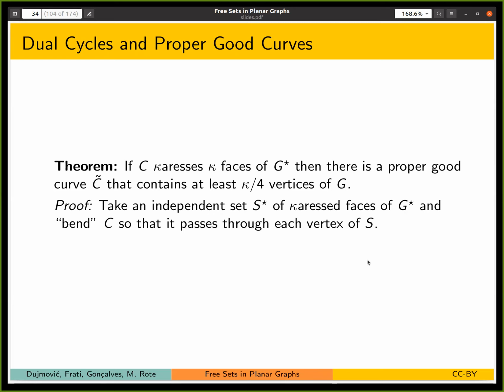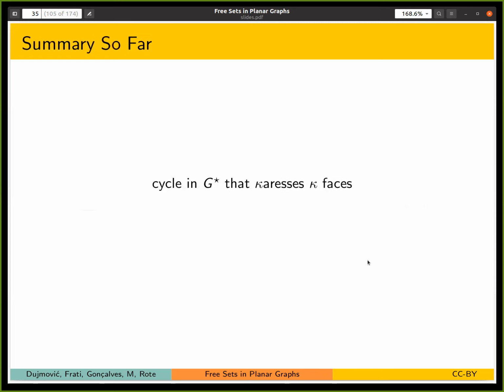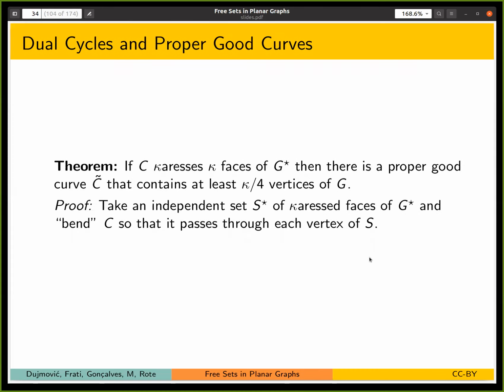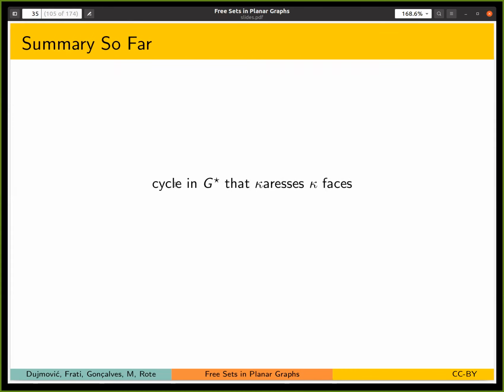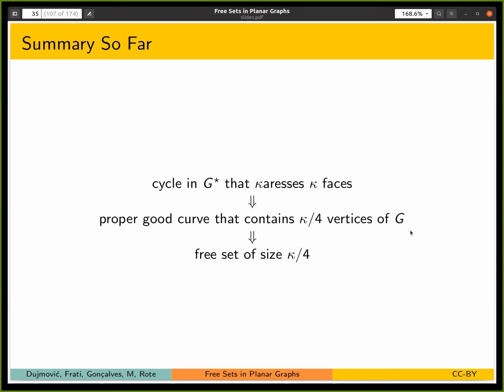Great. So if you give me a cycle in the dual that caresses a lot of faces, then I get a proper good curve that contains a lot of vertices, and that gives me a free set, since the vertices contained in the proper good curve are the same things as the vertices of a free set.